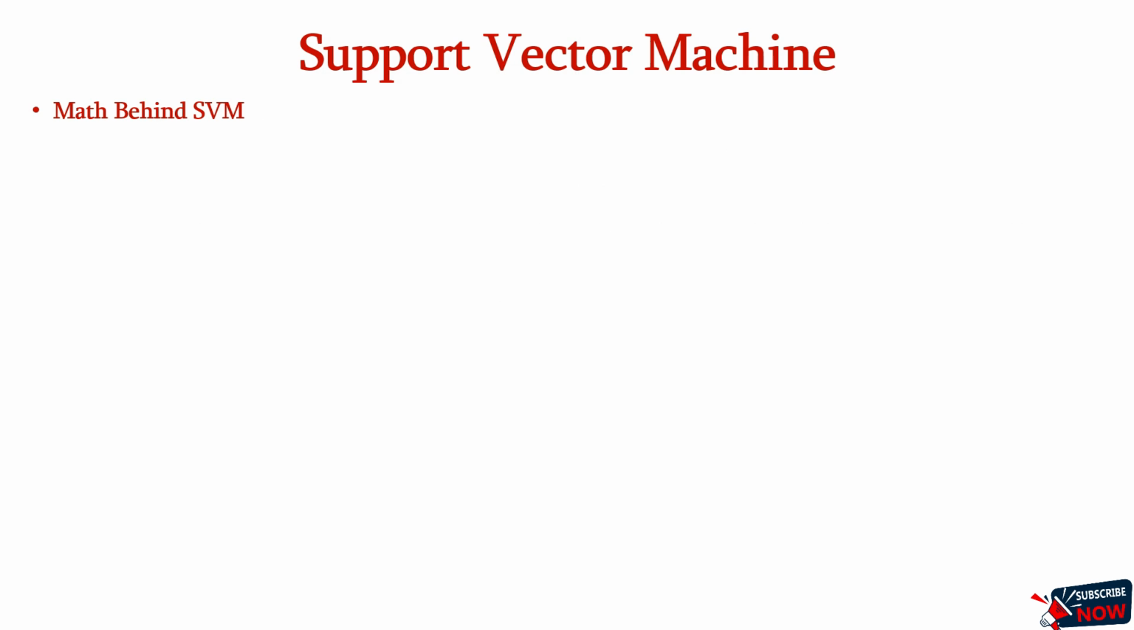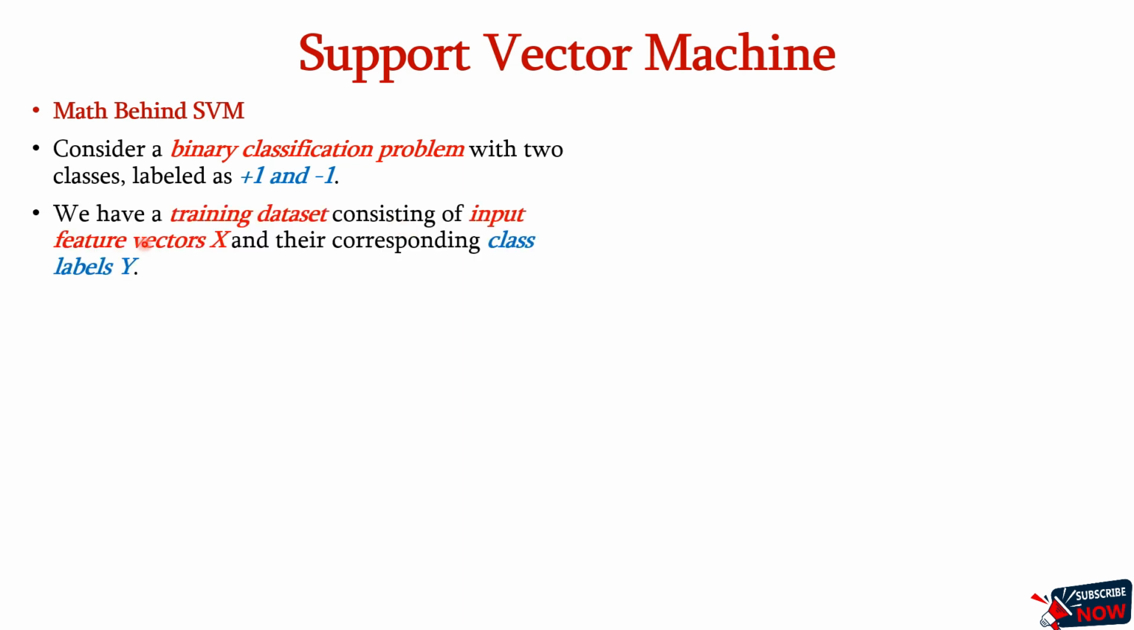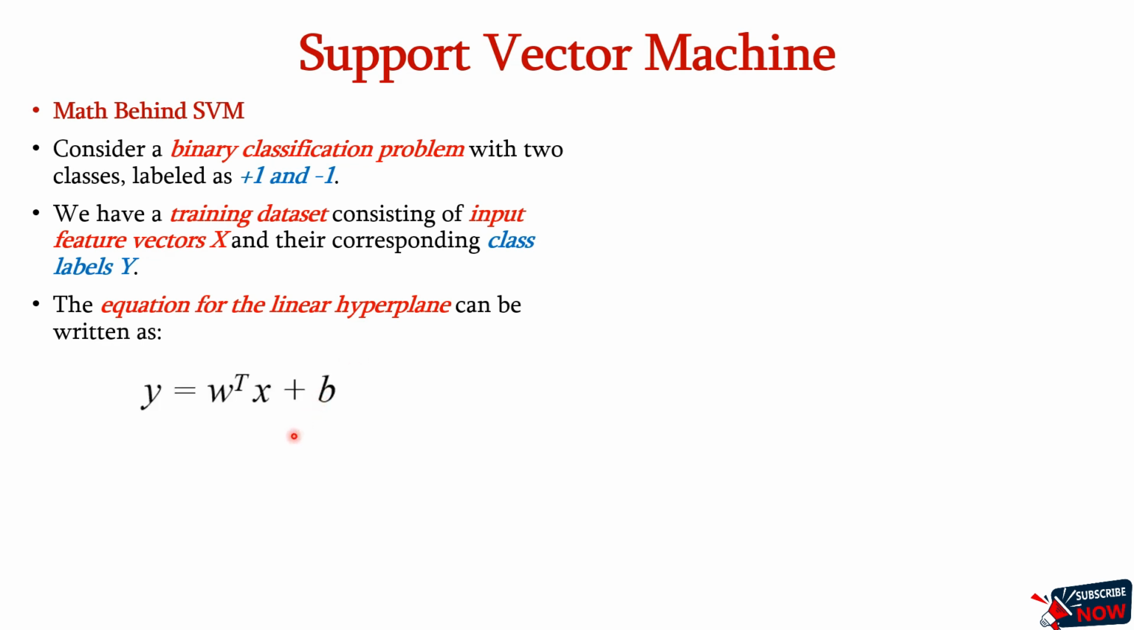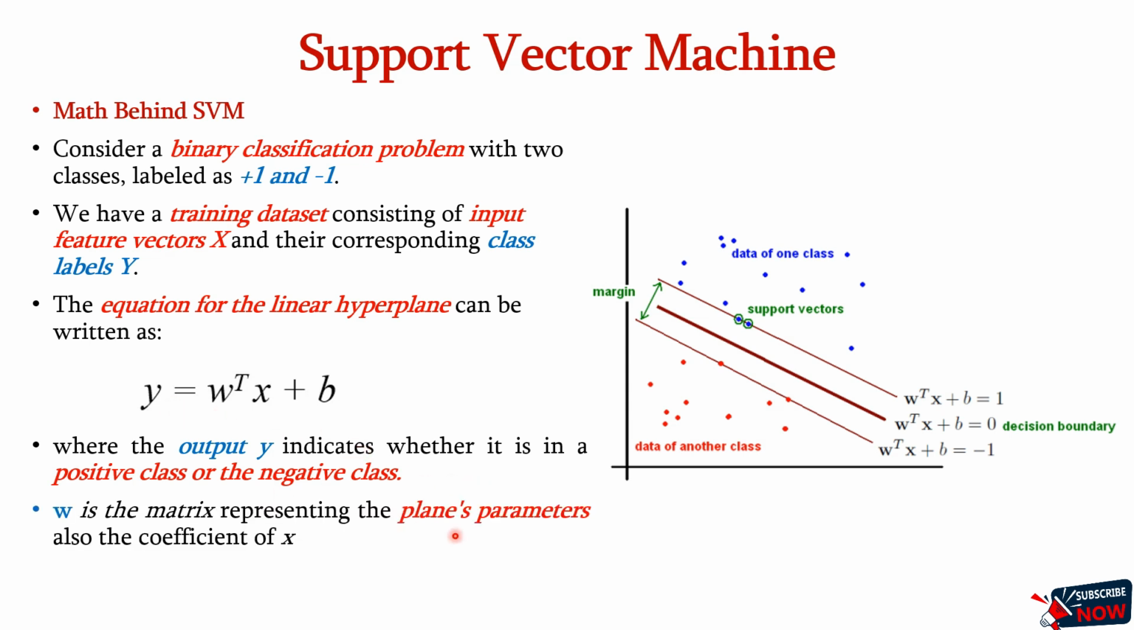Now let us see the math behind the SVM. Consider a binary classification problem with two classes labeled as +1 and -1. We have a training data set consisting of input feature vectors x and their corresponding class labels y. The equation for the linear hyperplane can be written as y = w transpose x + b. Here output y indicates whether it is in a positive class or negative class. W is the matrix which represents the plane's parameters, also the coefficients of x. X is the input data and b represents the intercept of the hyperplane.